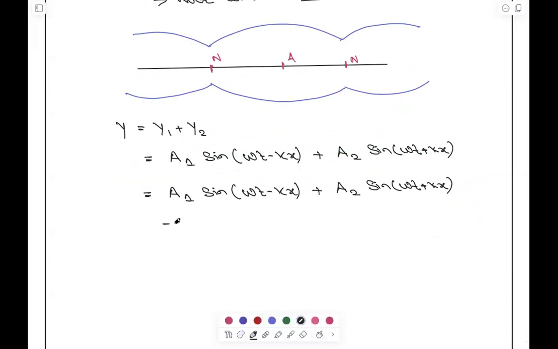Just minus a2 sin omega t minus kx plus a2 sin omega t minus kx.